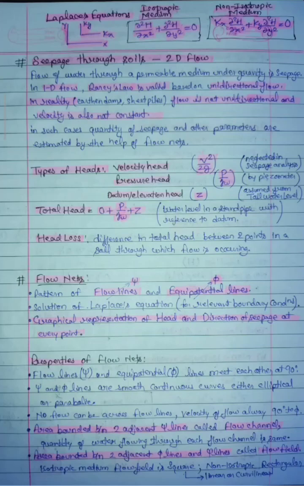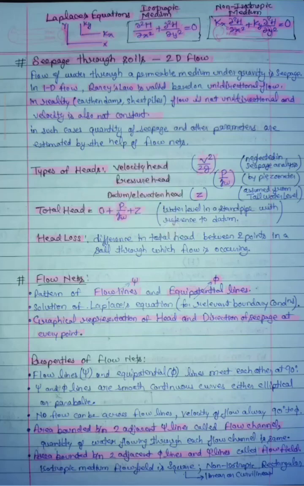The second is pressure head. Pressure head is found by P, that is pressure, divided by the unit weight of water, gamma w. It is found by inserting a piezometer at the point of study. The third head is elevation head, represented by Z, and it is the distance from the datum to the point of study. So now the total head is 0, since velocity head is neglected, plus pressure head P by gamma w, plus Z, the datum head.